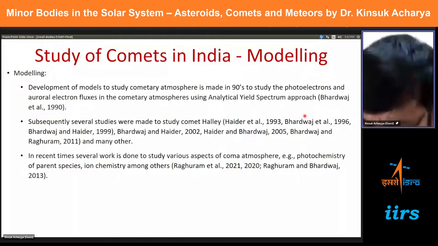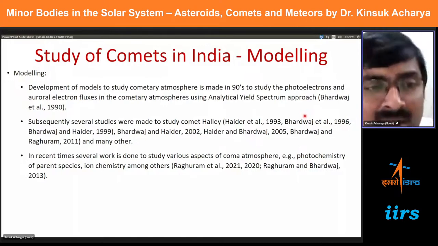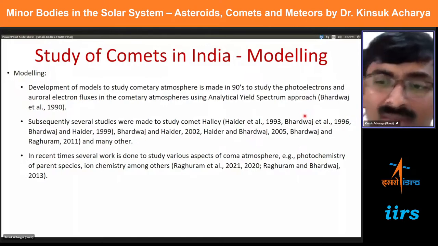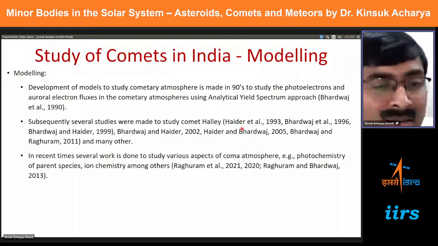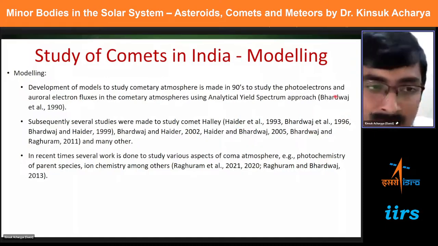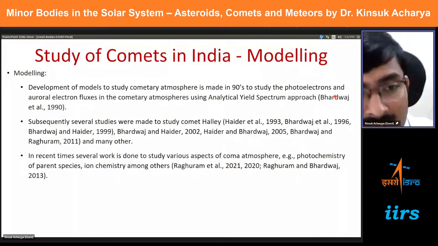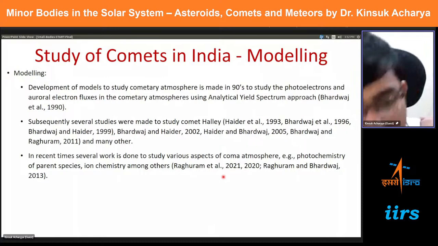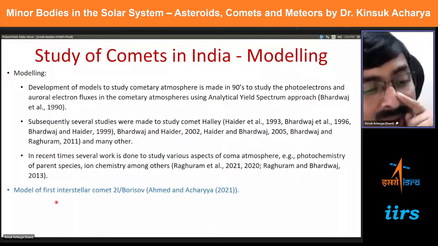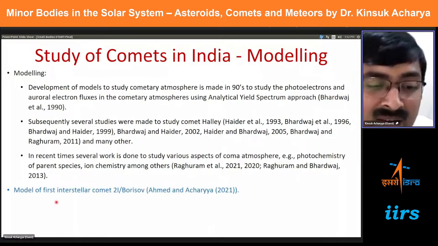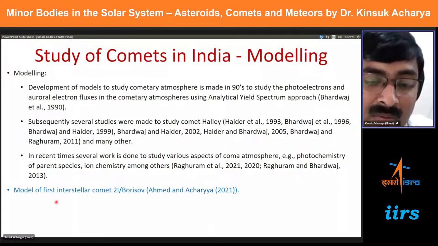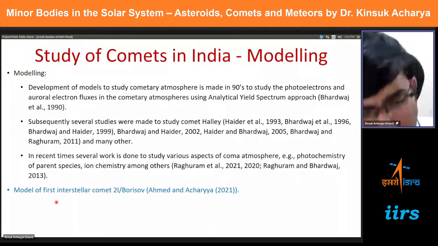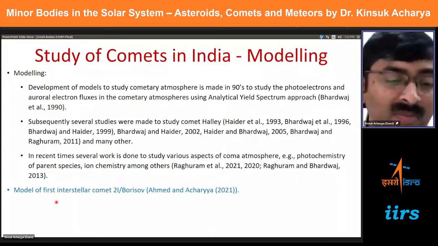Not only the observations, we also have a large heritage of modeling studies. You can see this in the 90s, these studies were started by Professor Bhardwaj and Professor Haider, and then carried forward. Not only that, recently we built the first model of the interstellar comet 2I/Borisov. If you are interested, you can look at these papers.